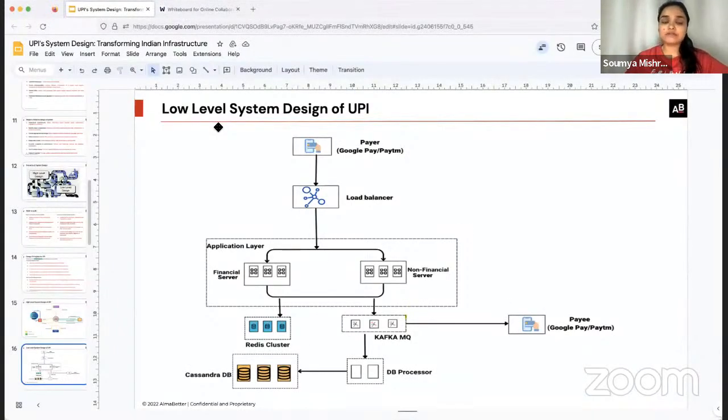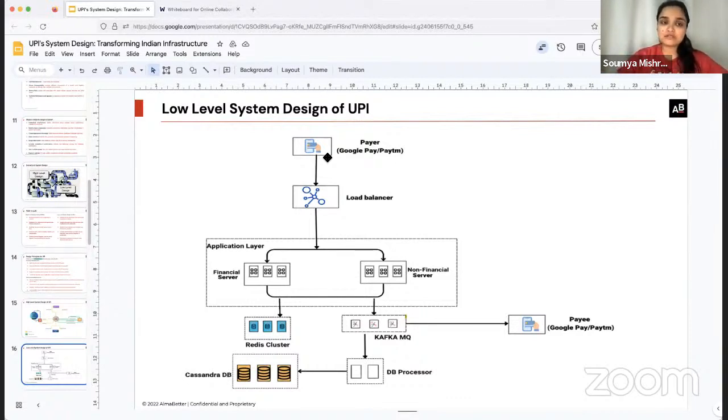So once you initiate any payment from any interface, the request doesn't directly go to the application's server. It will go to the load balancer. Now, what the load balancer is going to do is divide the request, balance all that load, and send it to the application layer or to the servers, okay?